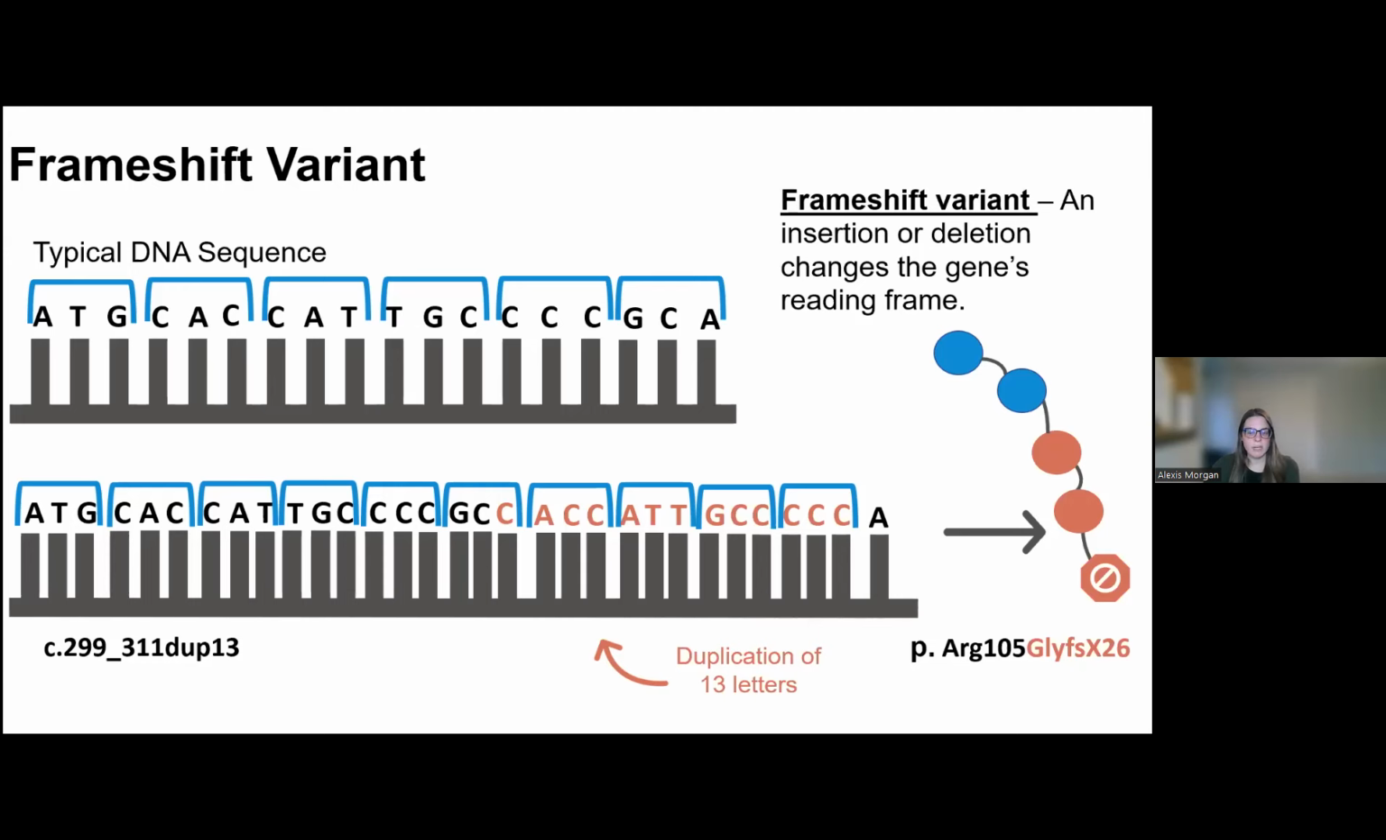You can identify frame shift variants because they typically have FS in the description of the protein change, or the p dot. The example on the slide is a duplication of 13 nucleotides, which is noted by the dup13 in the cDNA. This is not in a set of 3, so it's changed the reading frame of the DNA, therefore changing the protein, which is noted in the p dot. The protein changes and is shortened, so we see the FS denoting this is a frame shift variant.